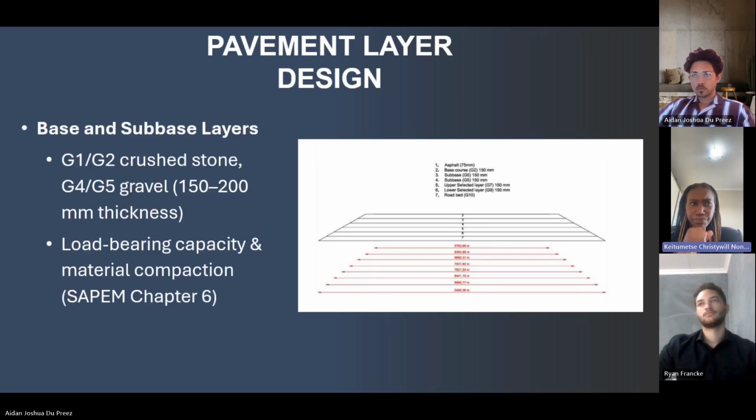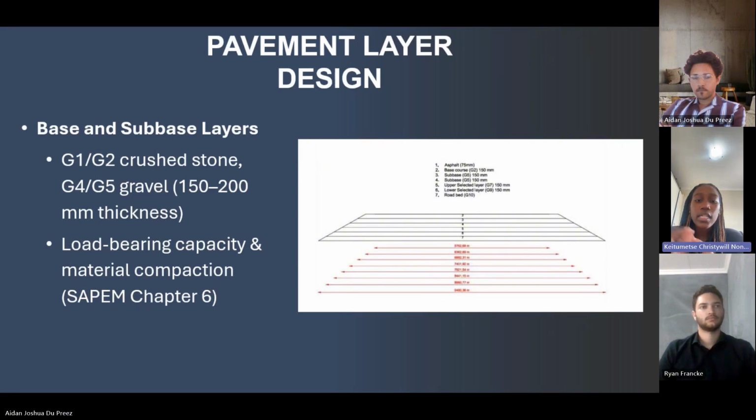For the base layer, the purpose is providing structural support and helping distribute traffic loads to the lower layers, with a thickness of 150 to 200 millimeters and materials of high-grade quality G1 or G2 crushed stone with a stiffness modulus suitable for high traffic loads. For the subbase layer, with the purpose of acting as a transition layer between the base and the subgrade, spreading loads and providing additional support, a thickness of 150 to 200 is also suggested with materials of G4 to G5 graded materials, of crushed stone and natural gravel with adequate compaction.